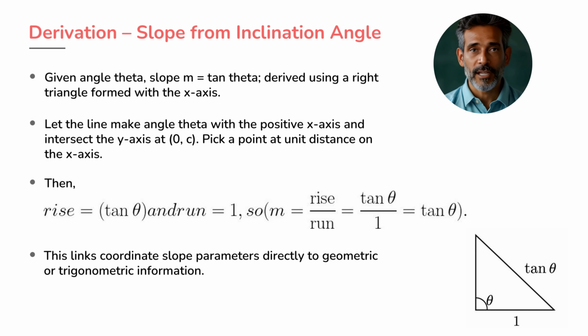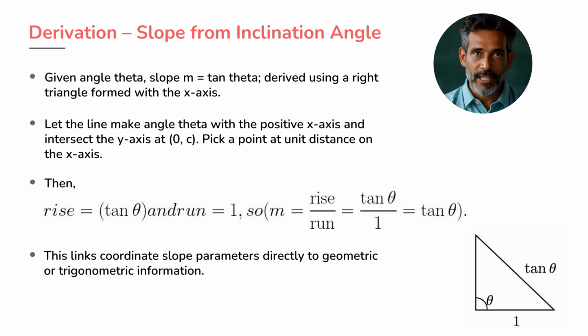Because the line is tilted at angle theta, the vertical distance, or rise, equals tan theta times the run. Since the run is 1, the rise equals tan theta. So slope m is rise divided by run, which is tan theta over 1. And that simplifies to m equals tan theta. This neat derivation links the geometric idea of angles with the coordinate geometry method of finding slope. It builds a clear bridge between algebra and trigonometry.